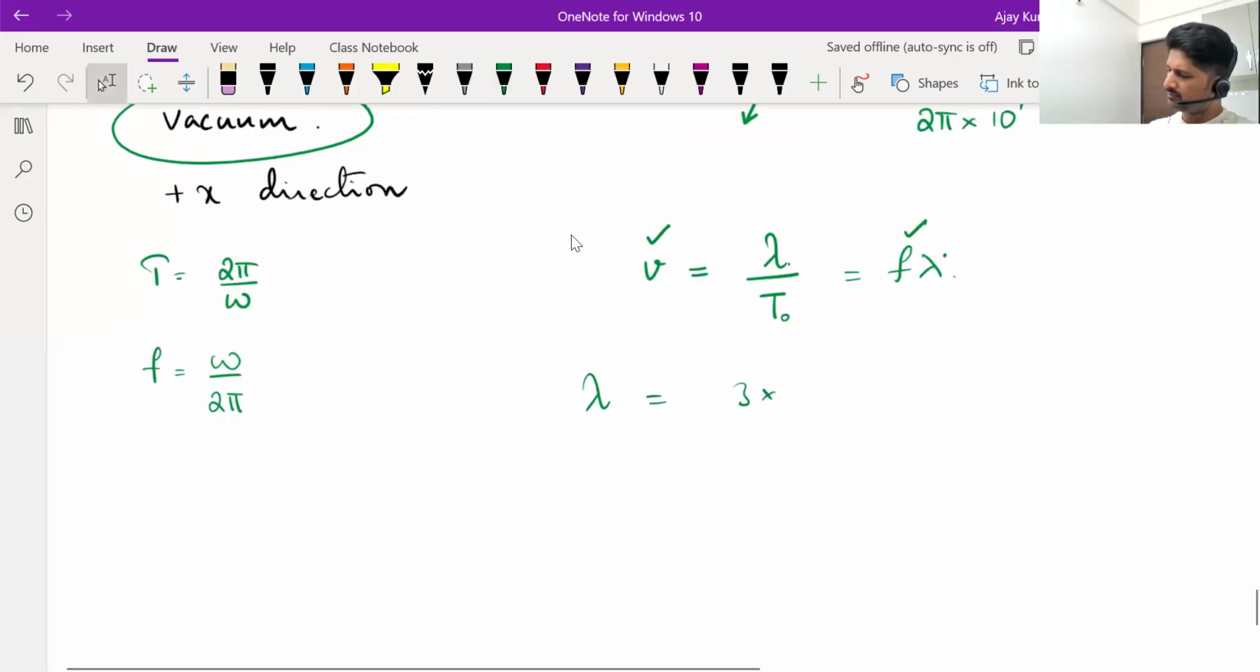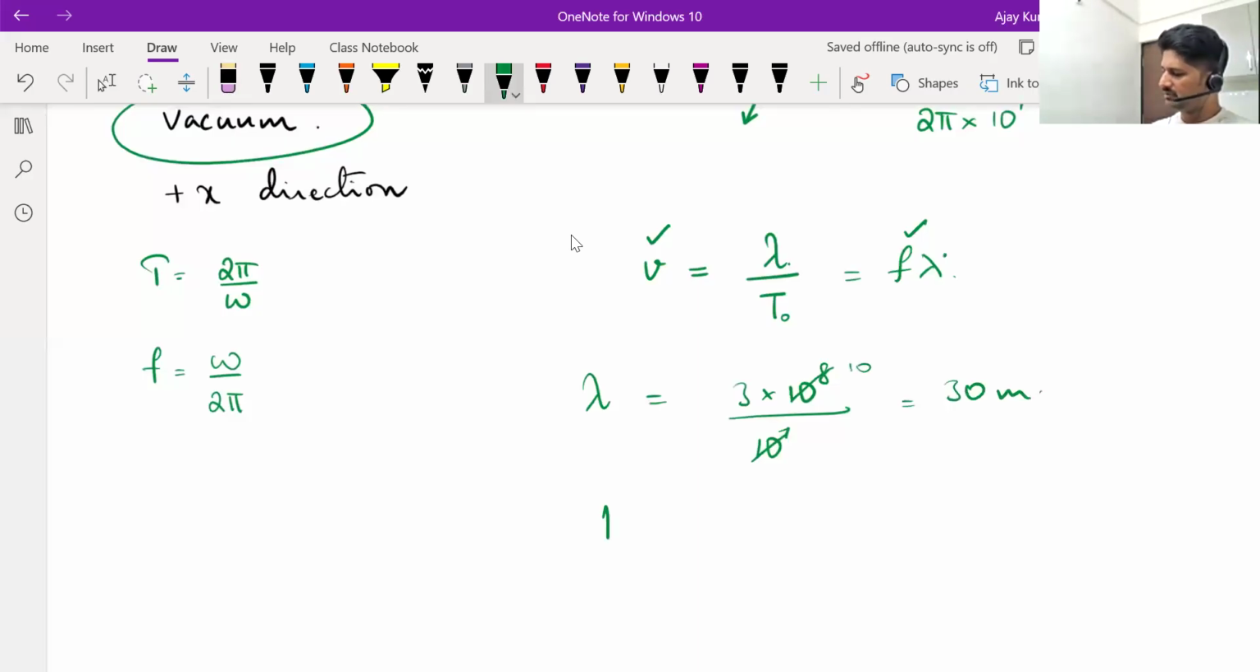Okay. So lambda can be written as V by F. V is 3 into 10 power 8 meters per second. Frequency is 10 megahertz, that is 10 power 7. So this becomes 30 meters. And if lambda is 30, how is K related to lambda? What's the exact relation between K and lambda?